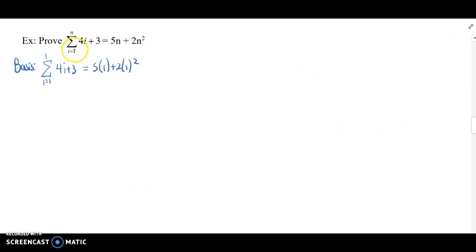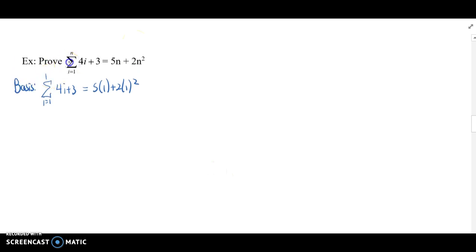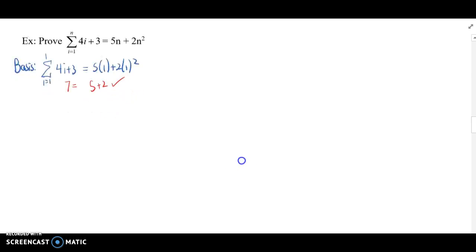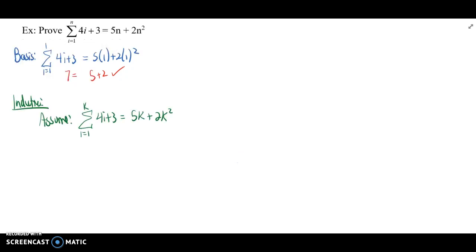Fourth example, we're going to prove that the sum of this arithmetic series is going to sum to this expression. So for the basis, we plug 1 in for our upper bound. 4 times 1 plus 3 is 7. On the right-hand side, that's 5 plus 2. 7 is equal to 5 plus 2, so that works. Then for our inductive step, we're going to assume that it works from 1 to k. So here is our left-hand side.